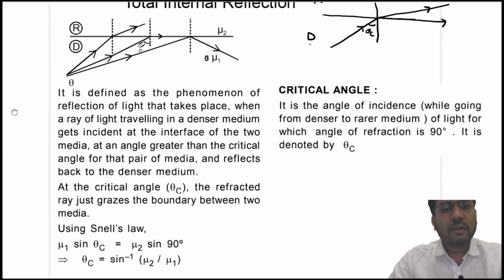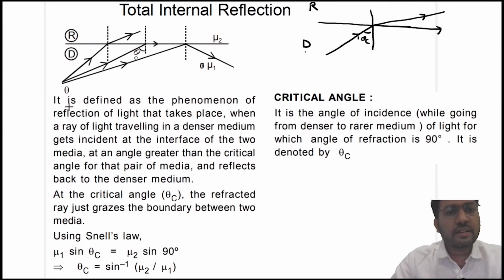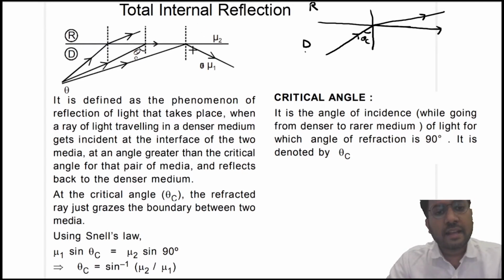So again, what is total internal reflection? Here it is defined as the phenomenon of reflection of light that takes place when a light ray is traveling from a denser medium to a rarer medium, and it is incident at an angle which is greater than the critical angle. So when the angle of incidence is greater than the critical angle, you will say that the light ray, instead of getting refracted, starts to get reflected.